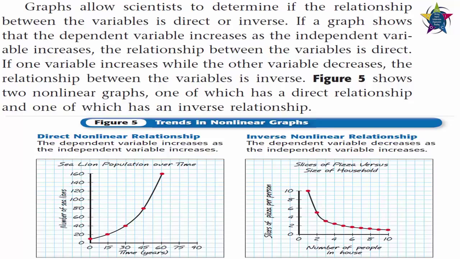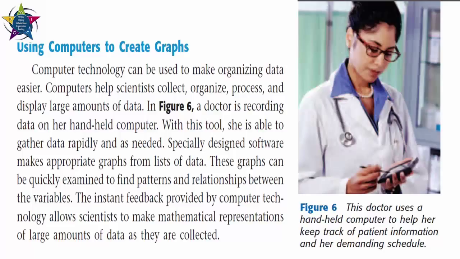If a graph shows that the dependent variable increases as the independent variable increases, the relationship between the variables is direct. If one variable increases while the other variable decreases, the relationship between the variables is inverse. Figure 5 shows two nonlinear graphs, one of which has a direct relationship and one of which has an inverse relationship.